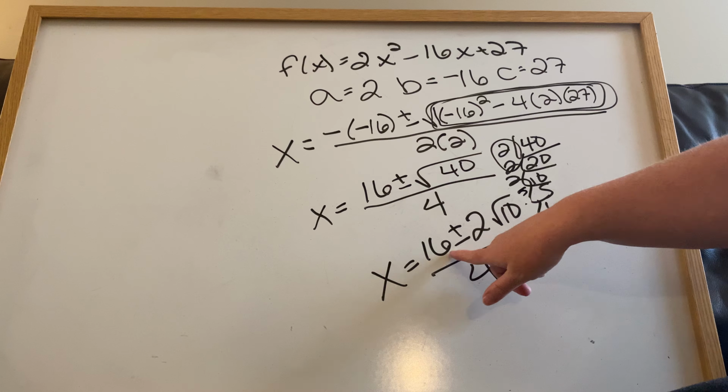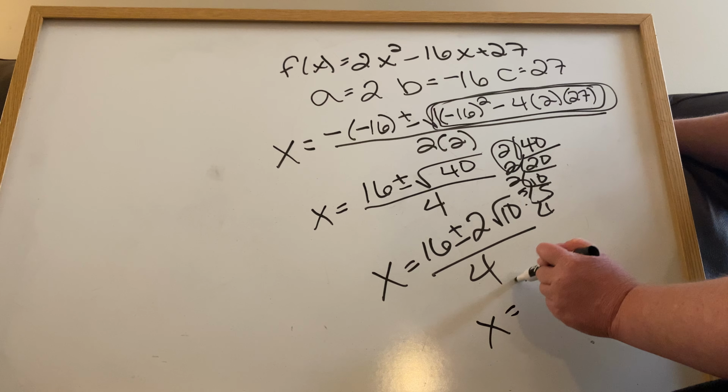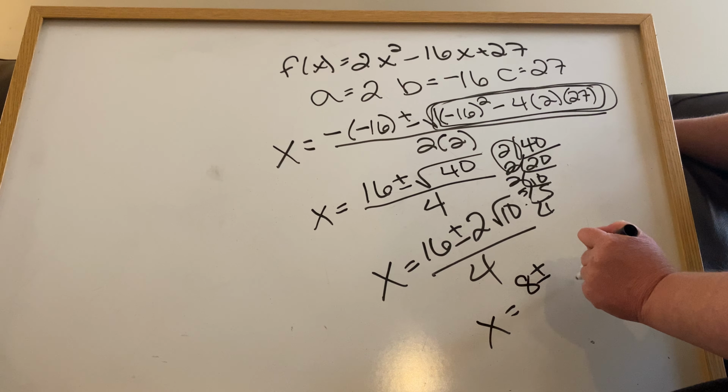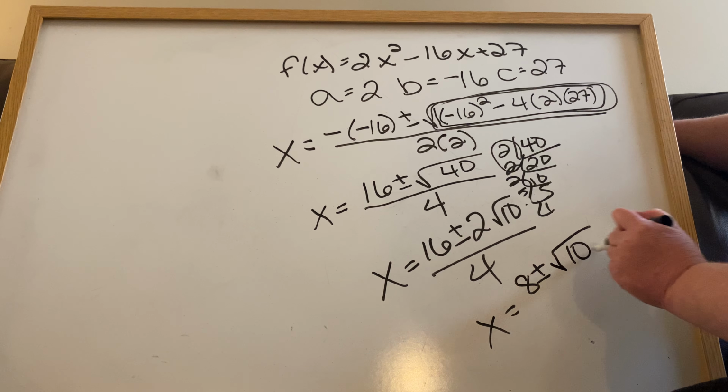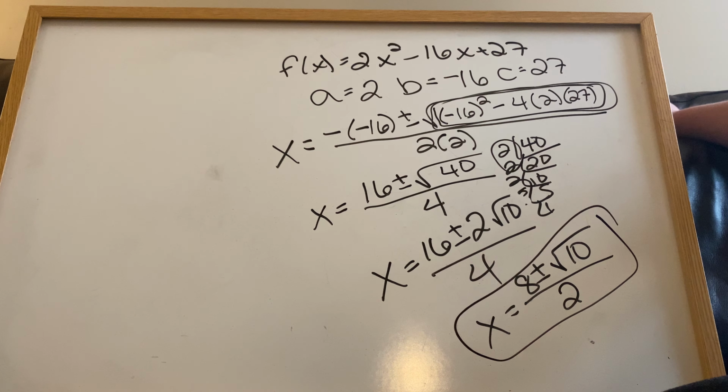So 2 goes into 16, 2, and 4. So then you want to divide them all by 2. So 16 divided by 2, you're looking at 8 plus or minus 1, which you don't have to write down, square root of 10 over 2. And then that is what your final answer is going to look like.